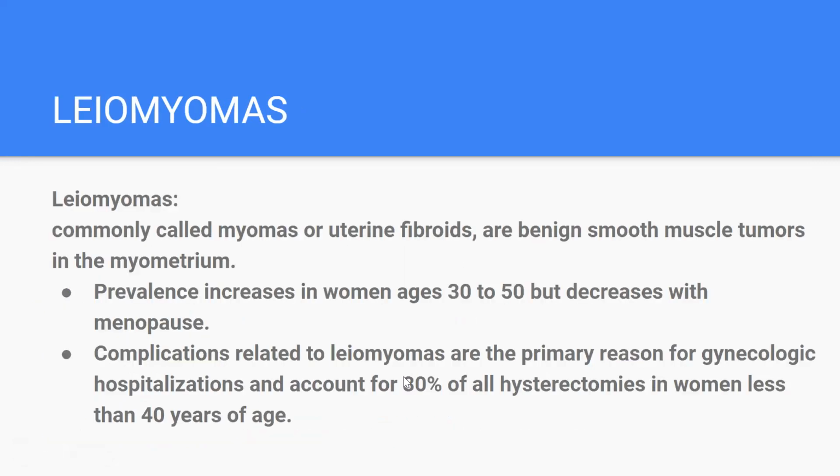Leiomyomas, I've seen this a lot in the oncology clinic, common uterine fibroids. They're usually benign until they become very highly perfused and start bleeding, and they end up having hysterectomy. The prevalence rate is usually seen between ages 30 and 50, and it actually decreases with menopause. One of the complications is hysterectomy.